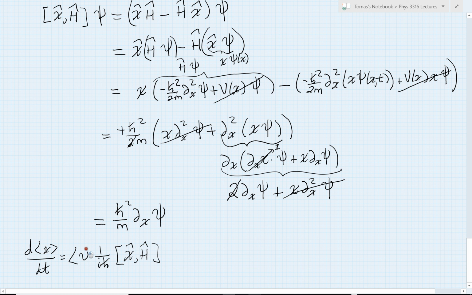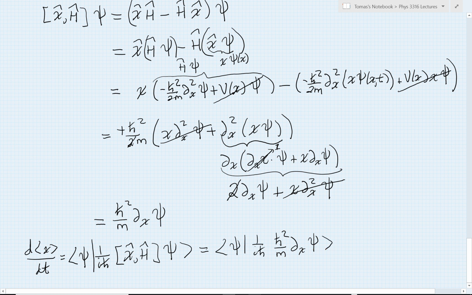So this is my bra psi. This is the operator in Ehrenfest theorem acting on psi. And now you will notice that I have a factor of 1 over i h bar, and I've just figured out what this commutator does to psi. It's just this set of factors. So it's h bar squared over m, oh, that's interesting, times the x derivative of psi.